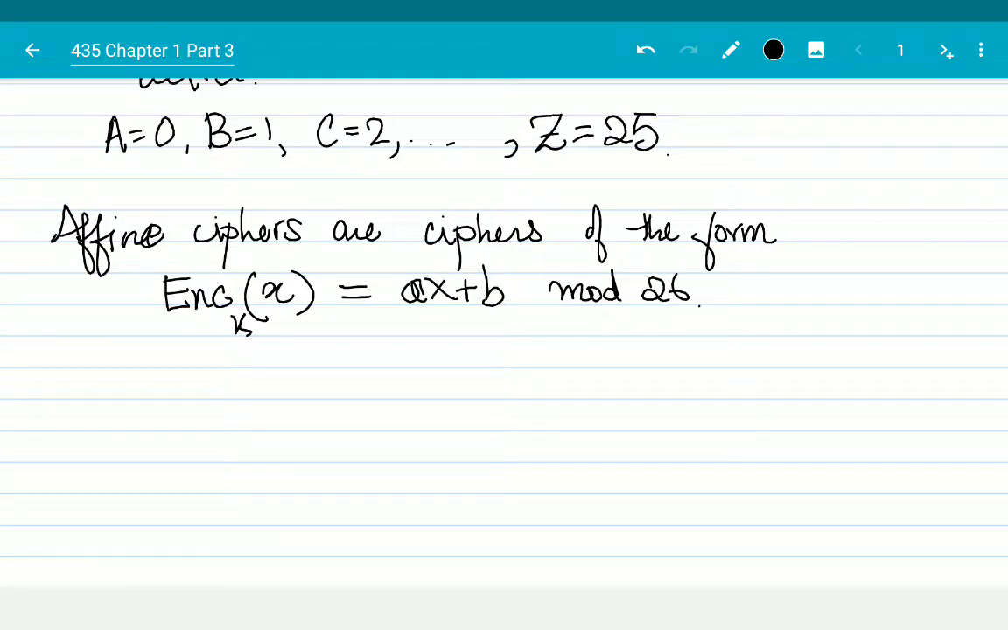Okay, so now I am going to take a letter x and send it to another letter ax plus b. So in this case, my message space is just Z26. I'm going to look at what happens to each individual letter, map it, and then construct the whole message by just encrypting each letter. Okay, so now the question.